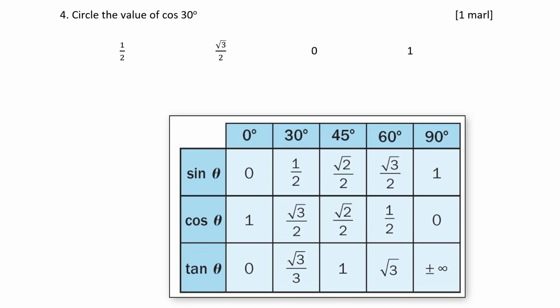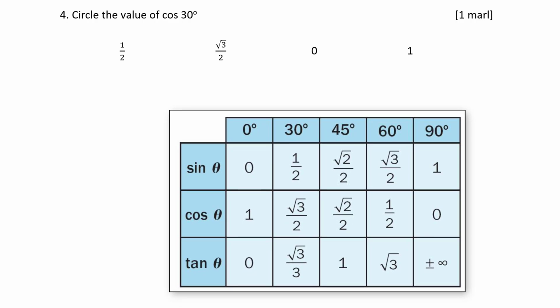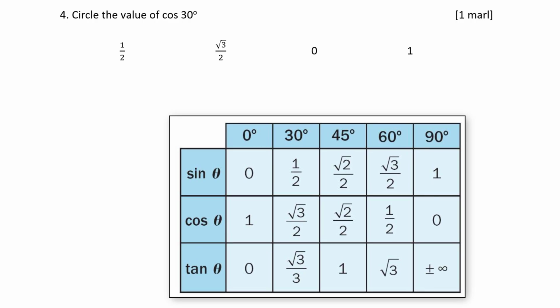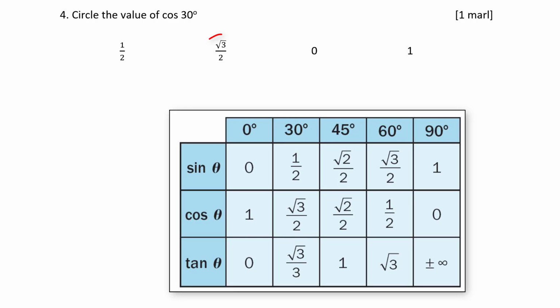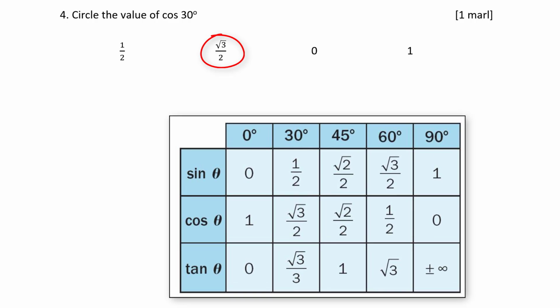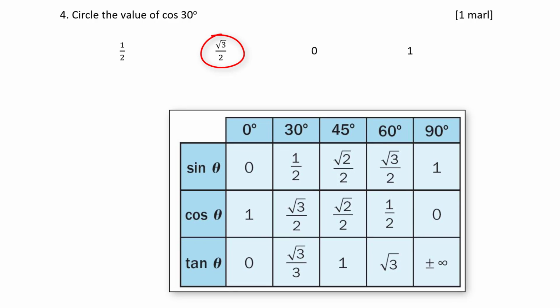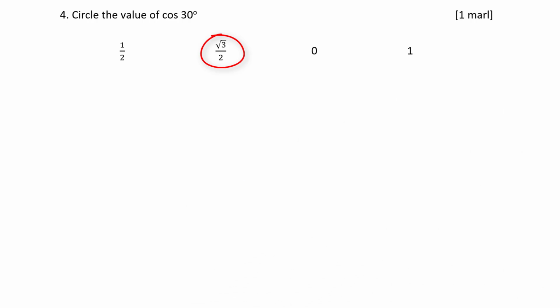There's also another way to remember it using your hands. I might make a video on that at some point and post it. But from the table, you can see that cos 30 is this one here, root 3 over 2. It's one of those ones that you're going to have to learn one way or the other. Otherwise, you're not going to be able to answer these sort of questions in paper 1.